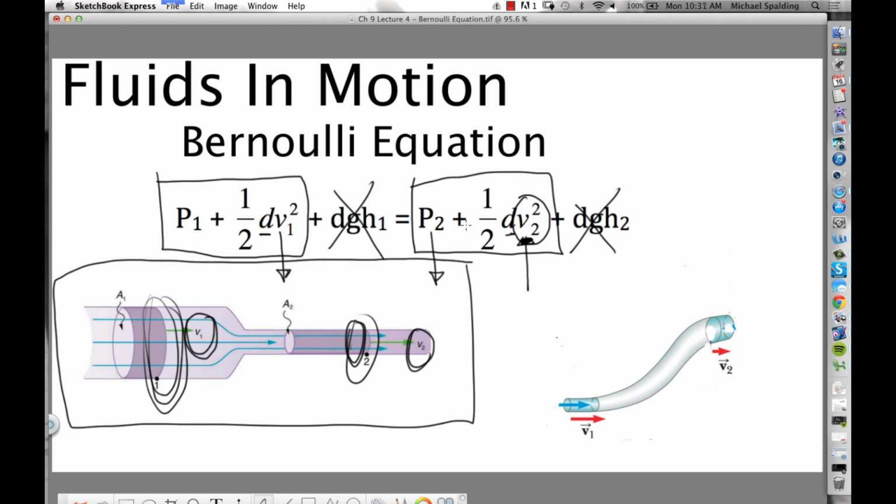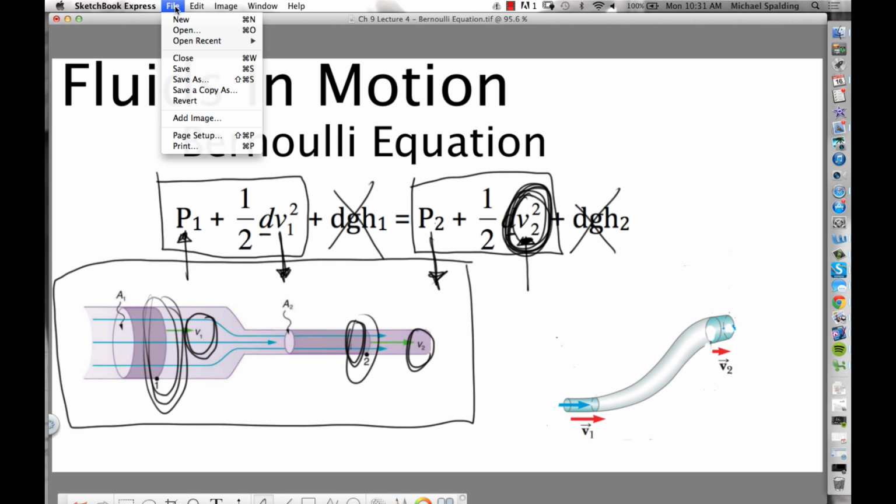You guys follow that? And over here, velocity 1 is small, which means pressure 1 must be bigger, right? Faster moving fluids exert less pressure. As this velocity gets bigger, what happens to the pressure? It gets smaller. That make sense?